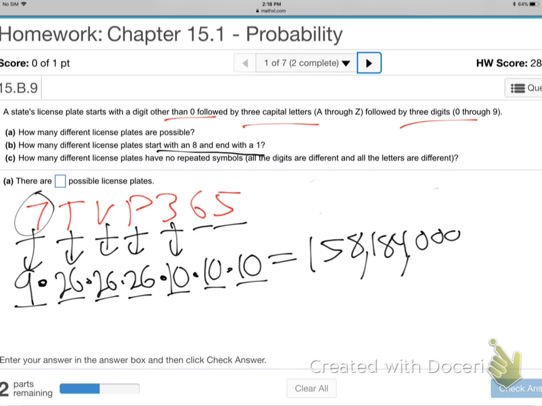Yeah. All right, so anyway, how about part B on that one? How many different license plates start with an 8 and end with a 1? Let me encourage you.